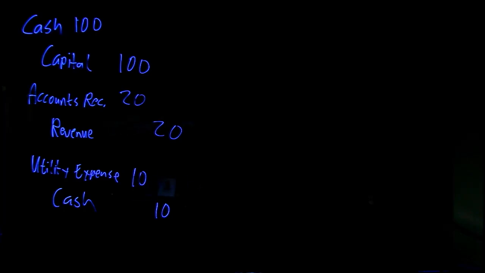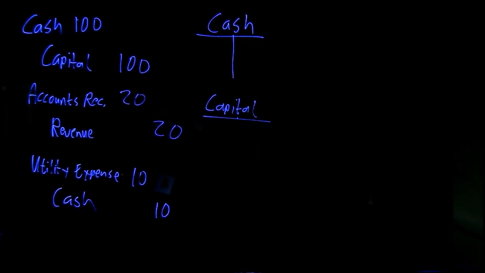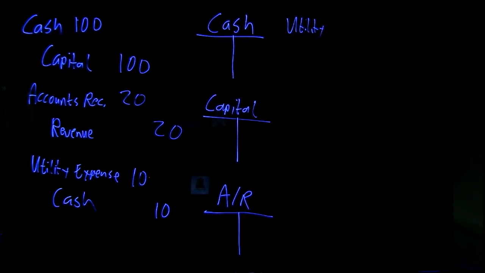So posting, we'll use T accounts. The accounts that we have here are cash, capital, accounts receivable, which I'll abbreviate as AR for simplicity, and utility expense. So now we're going to take our transactions that we journalized and put them in the ledger, in the T accounts.